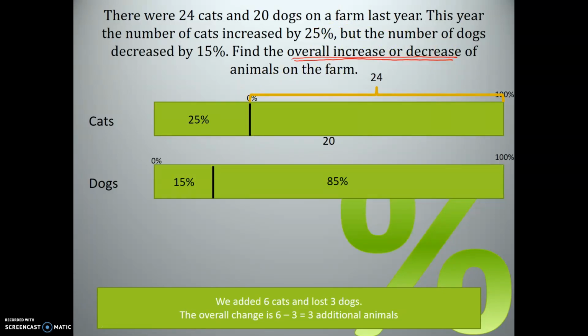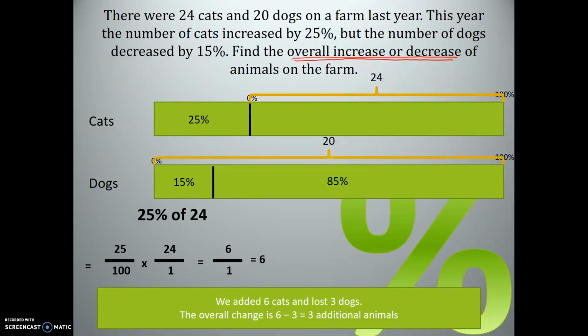All right, let's think about our strategy here. Do we need to know the total number of cats? Not really. We don't need to know the total number of cats or dogs, because the question that we're trying to answer is we want to find the overall increase or decrease. So we need to just find the number of cats that were increased and the number of dogs that were decreased. Let's deal with cats first. So we need to find 25% of 24. We set that up, 25% of 24, and yes, it's just 24 divided by 4, so you could do it that way. So we gained 6 cats.